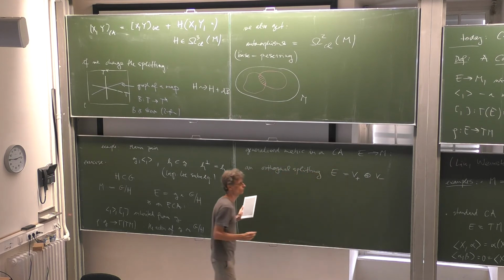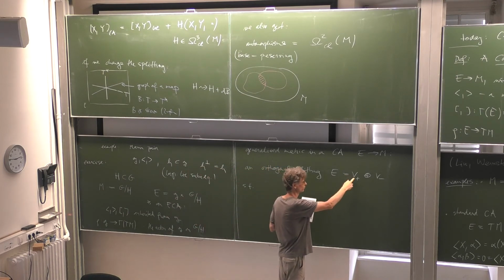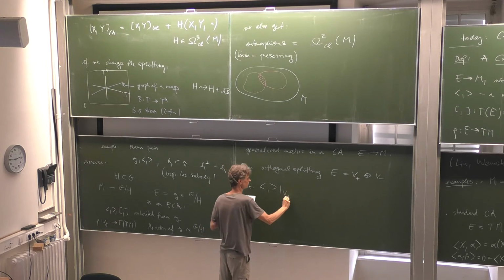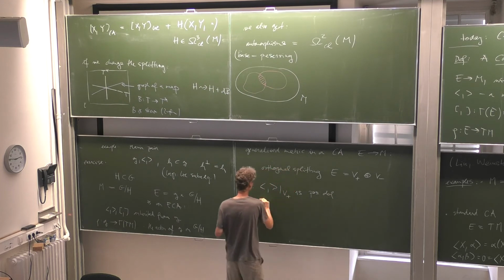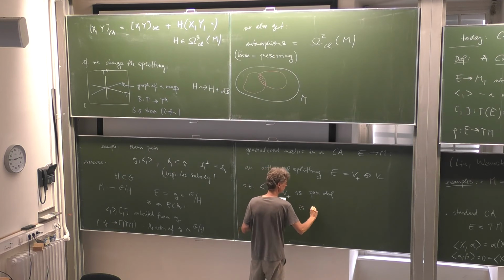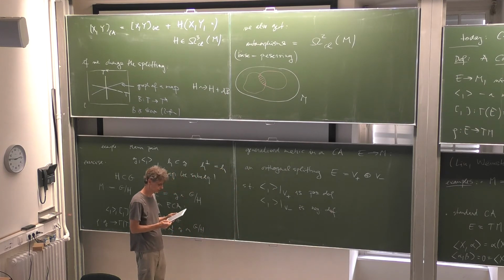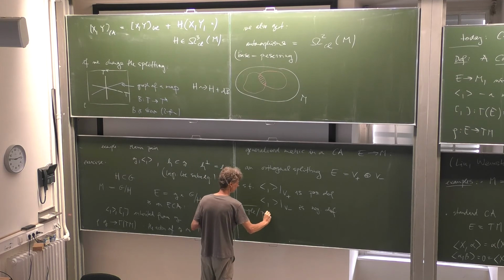And the condition is very mild. It doesn't use almost any of the structure. The only condition is that we want the pairing to be positive definite on one and negative definite on the other, such that the pairing on V plus is positive definite and on V minus is negative definite.